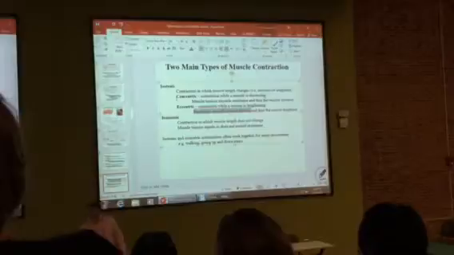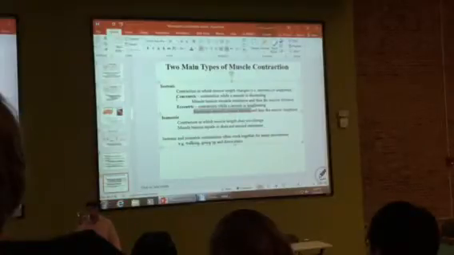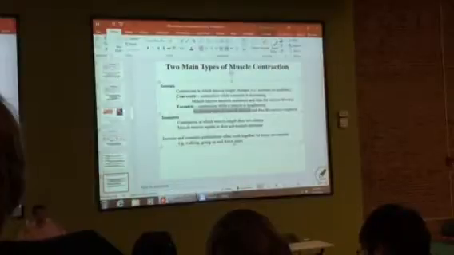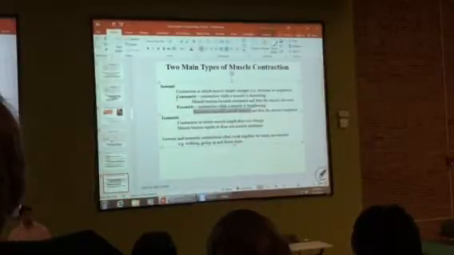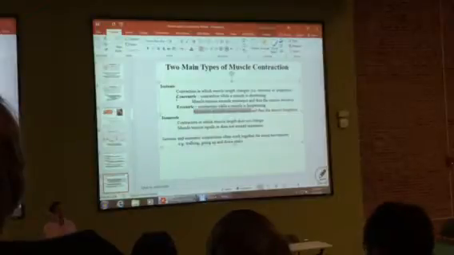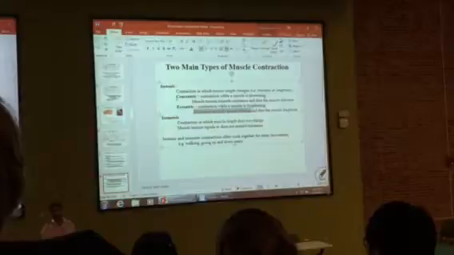You can't just say that moving this toward my face is a concentric contraction and moving it away from my face is an eccentric. You cannot do that. You have to qualify it by knowing which muscle. So I have it right here. This is a concentric contraction right now. What muscle is concentrically contracting right now?